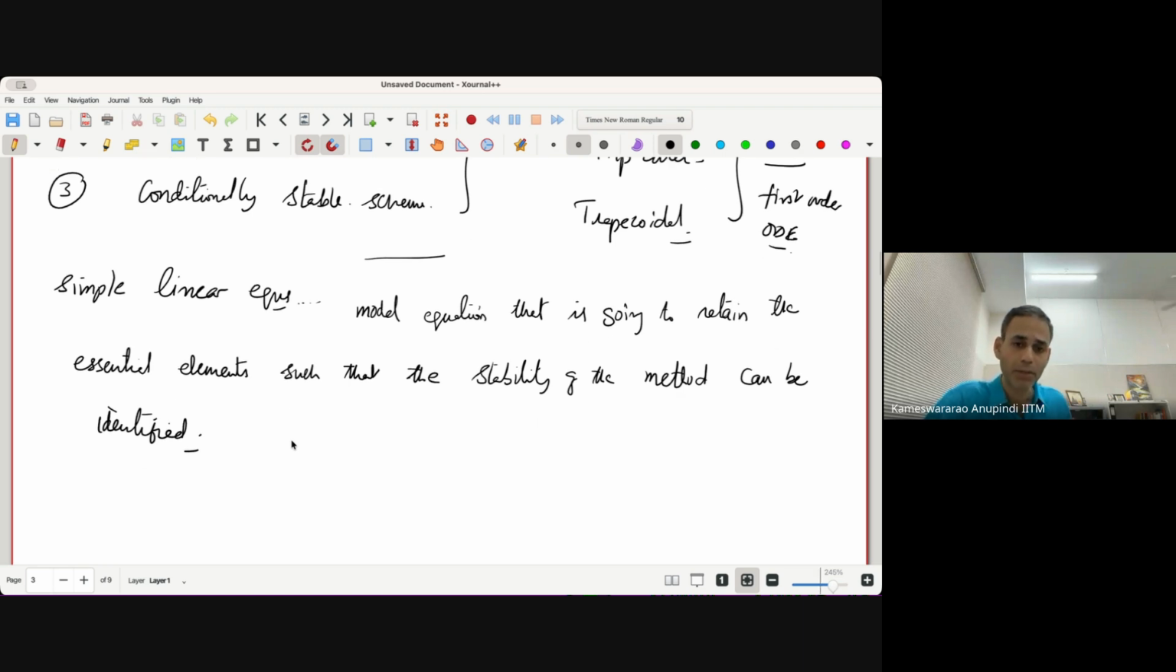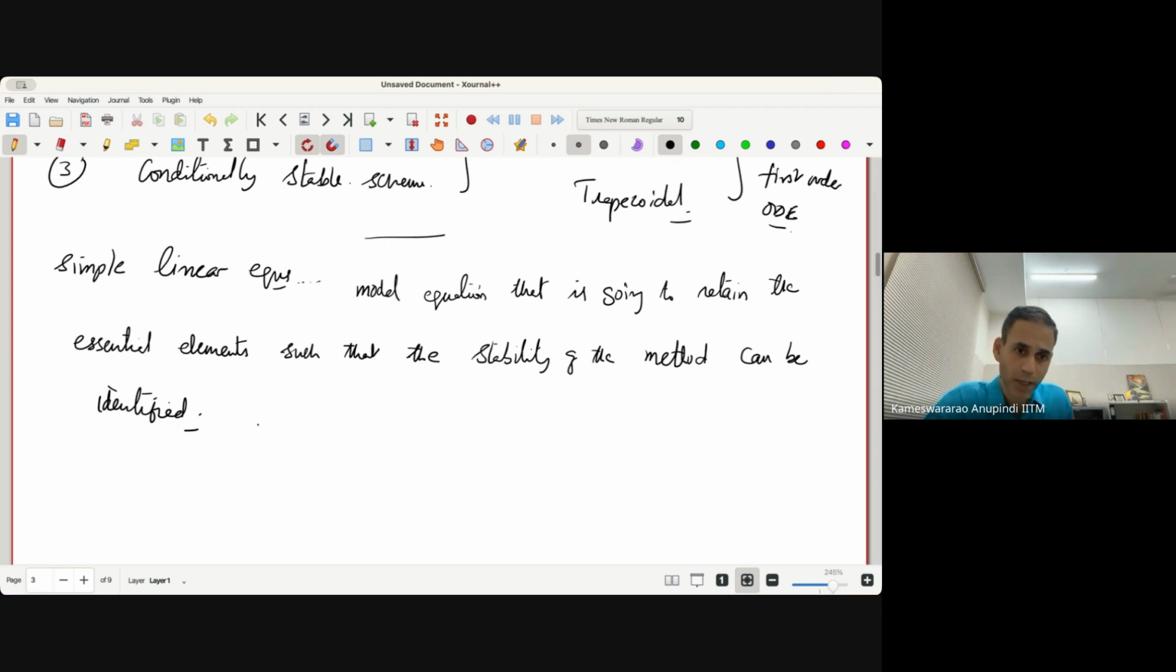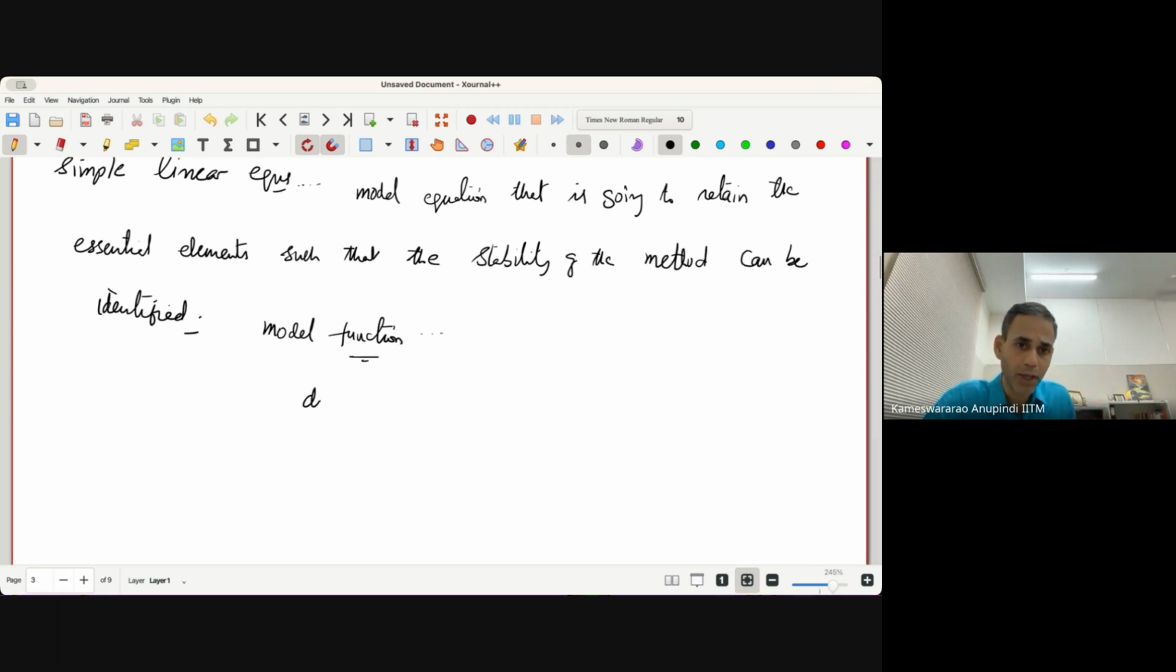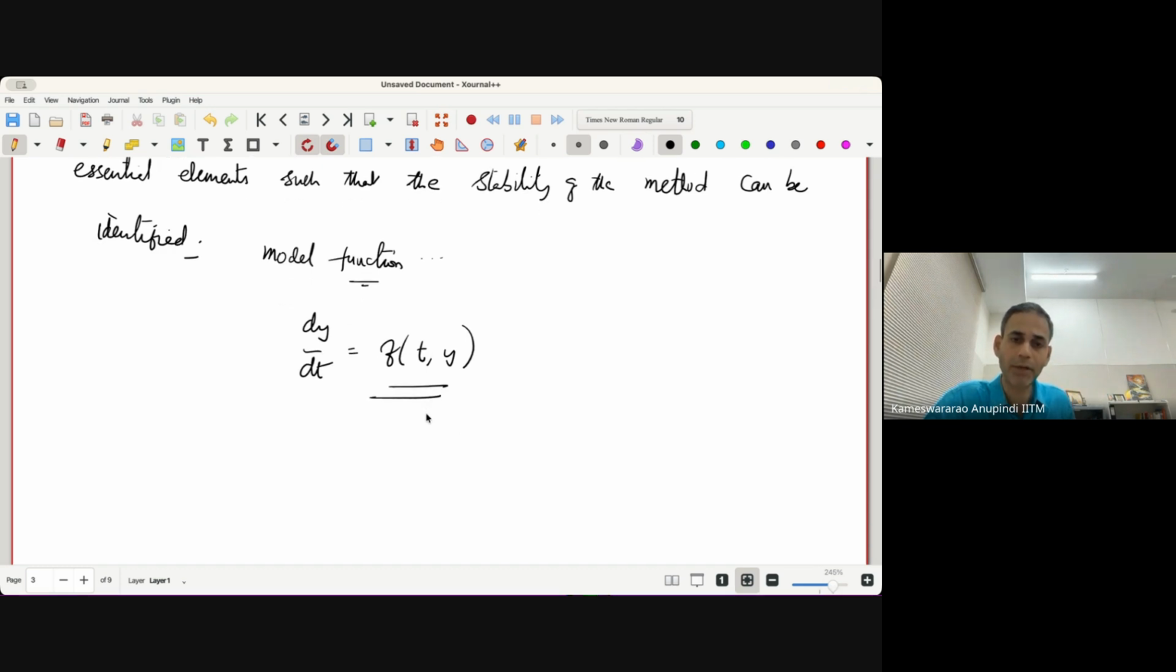So that means we need to come up with a model function, because we cannot apply it for each and every function that we get. So let me take dy dt equals f of t comma y, but now I have to change this f of t comma y to be a model function that will capture the essential features such that this method can be applied or commented upon for several other functions.